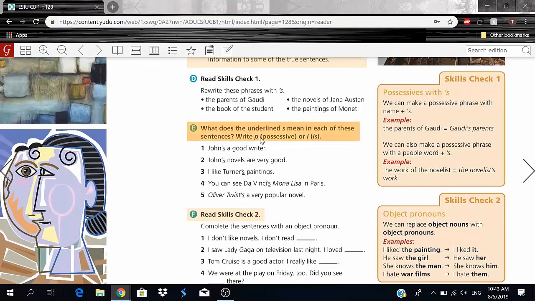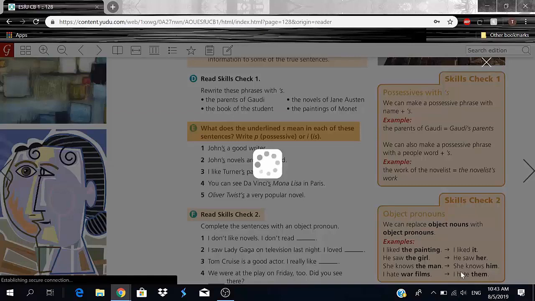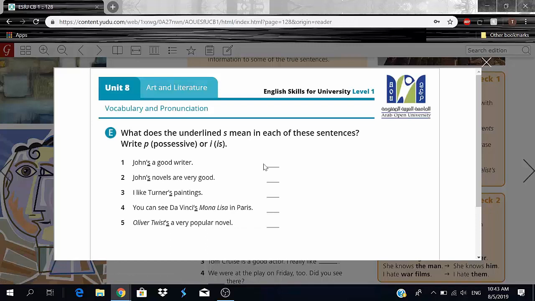So let's actually hop right into the exercise, and I'll explain it a little bit more as we go. Usually here there's a difference between possessive and is, okay? An apostrophe S can mean either possessive, as in something that belongs to someone or something, or is, as in is, okay? So now let's check it.